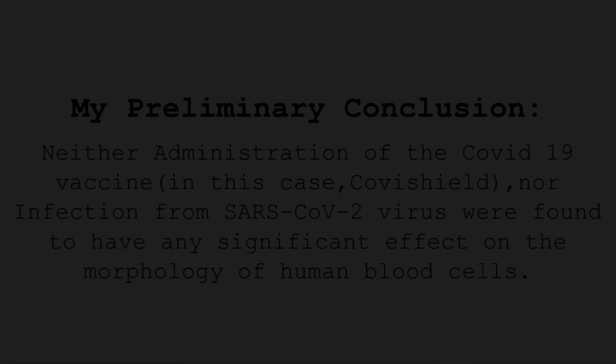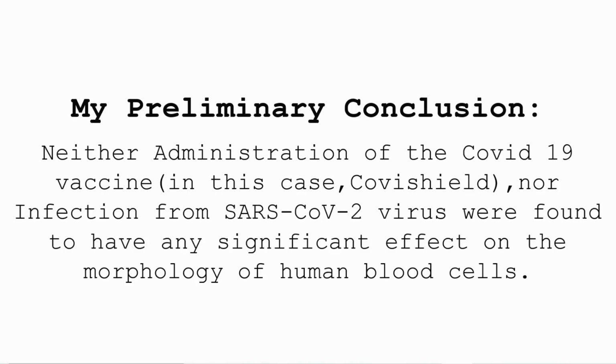As far as the test samples in this investigation are concerned, administration of the COVID-19 vaccine, in this case the Covishield vaccine, does not bring about any noteworthy changes in the morphology of human blood cells, and neither does infection from the SARS-CoV-2 virus. It goes without saying, though, that the sample size taken in this obviously rudimentary investigation is a minuscule number and there could be so many potential variables involved.